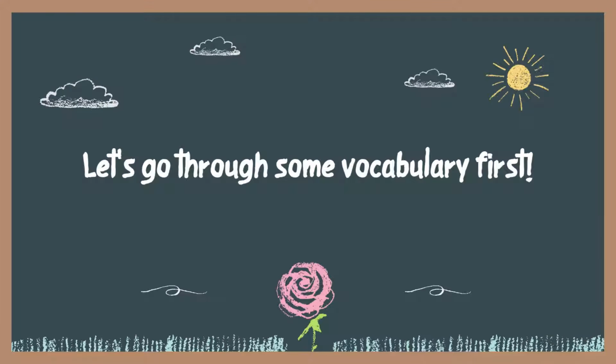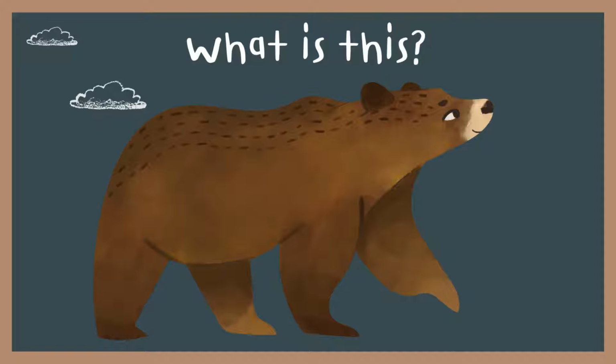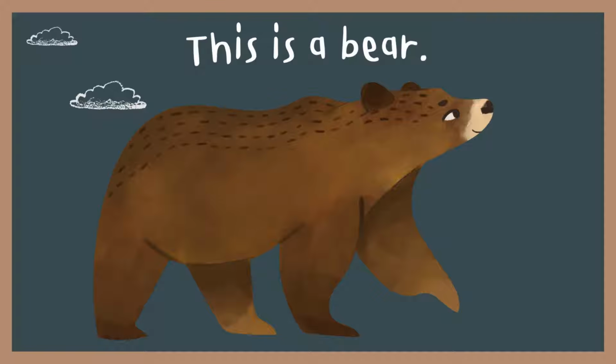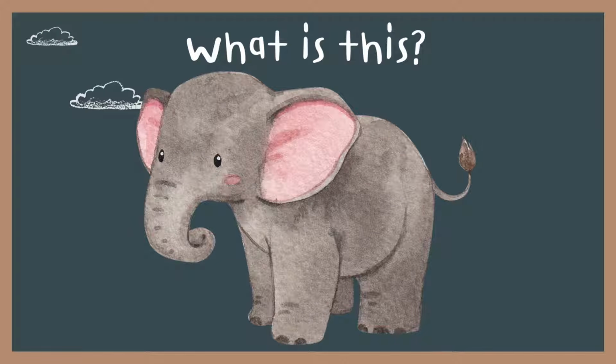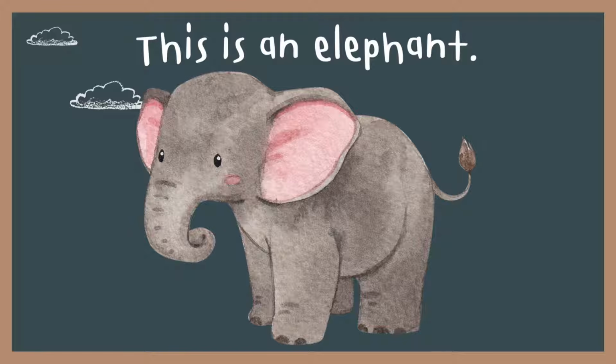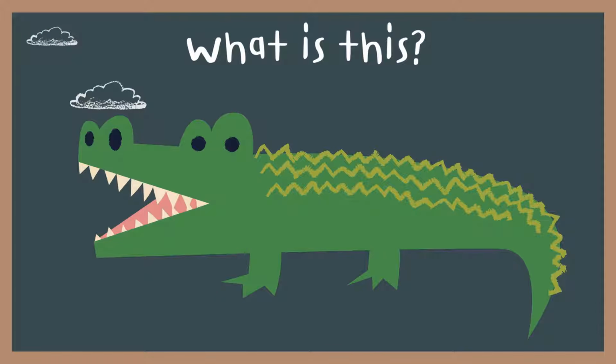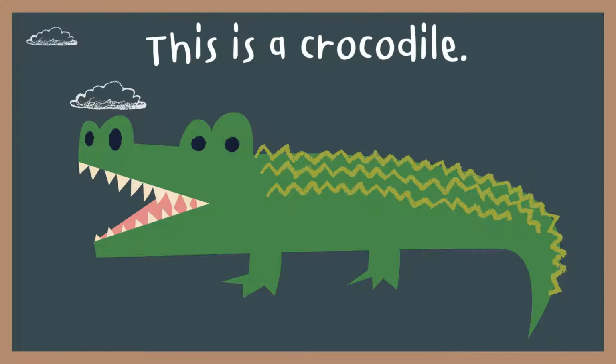Let's go through some vocabulary first. What is this? This is a bear. What is this? This is an elephant. What is this? This is a crocodile.